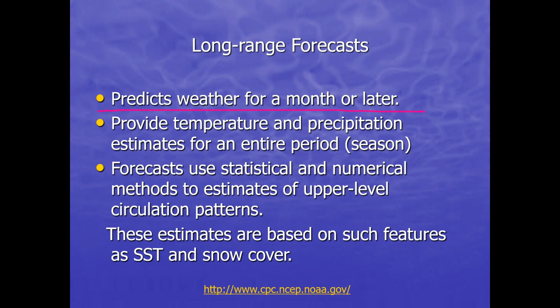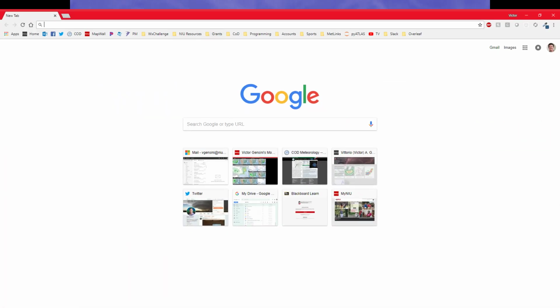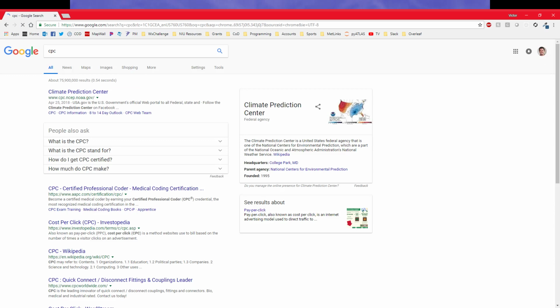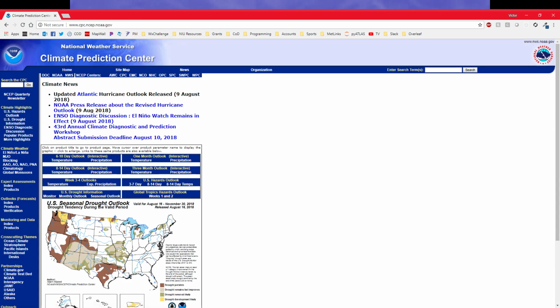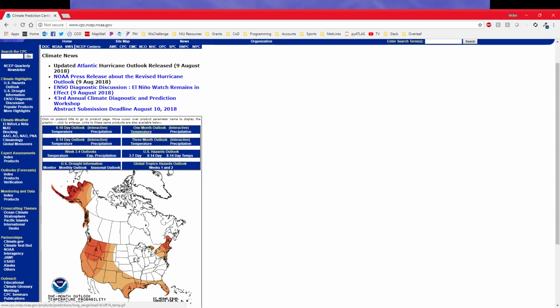The NOAA winter outlook, the NOAA summer outlook. Where are those coming from? Those are coming from an agency known as the Climate Prediction Center. So if you go to Google and type in CPC, the first hit will be Climate Prediction Center, and you can look for the 3 to 4 week outlook. You can look for the 1 month outlook in temperature and precipitation.